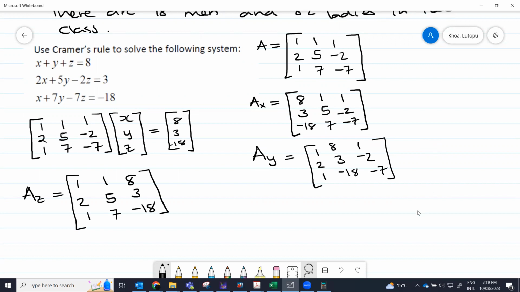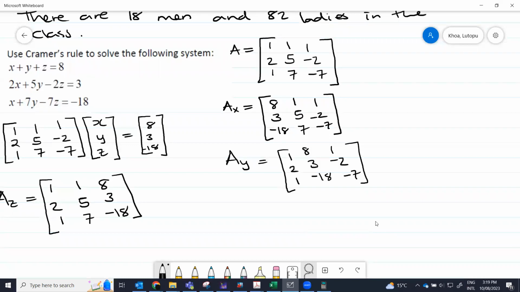Okay, now for each of these matrices, you need to work out their determinants. So with matrix A, the determinant, I'm going to go across row 1. So you put the signs, it's a plus, minus, and a plus. So with 1, say 1 multiplied by 5 times negative 7. This is negative 35. And then minus 7 times negative 2, which is minus 14.